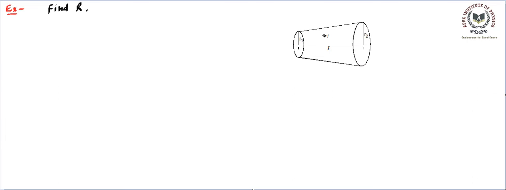Here is another example of calculating resistance. R for resistance, so the question says find resistance. This is the figure, and resistivity is known to us. Resistivity is rho. We need to answer resistance in terms of rho and the given parameters. Given parameters are R1, R2 and L. This is the direction of current. That means we are applying the potential difference between this terminal point and this terminal point. And this is indicating a conductor whose cross-sectional area is changing from radius R1 to radius R2.